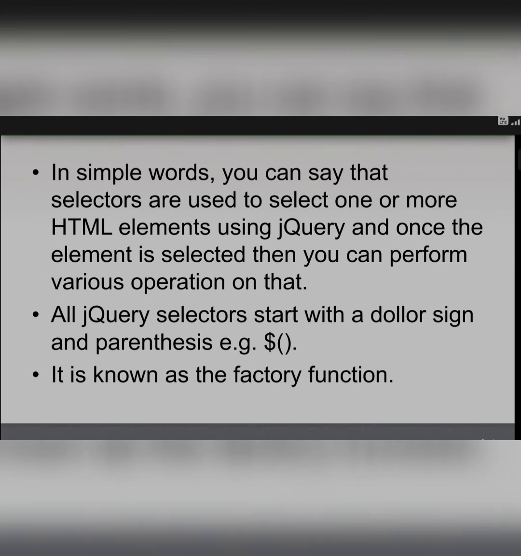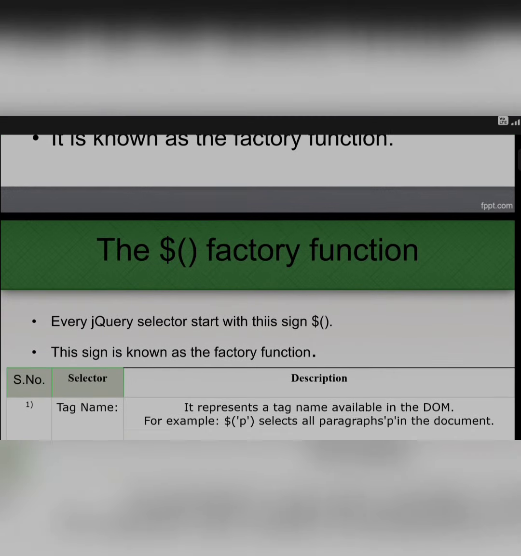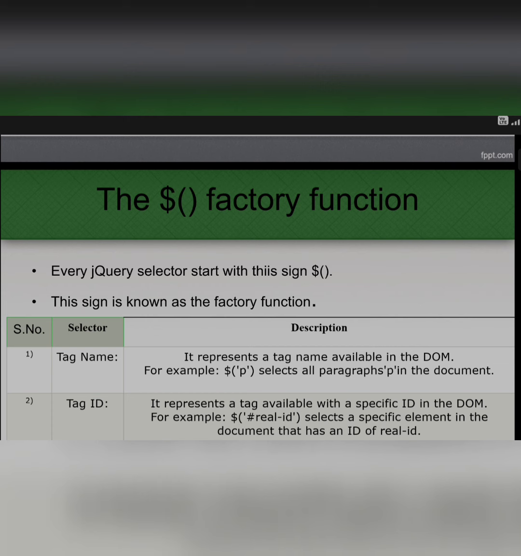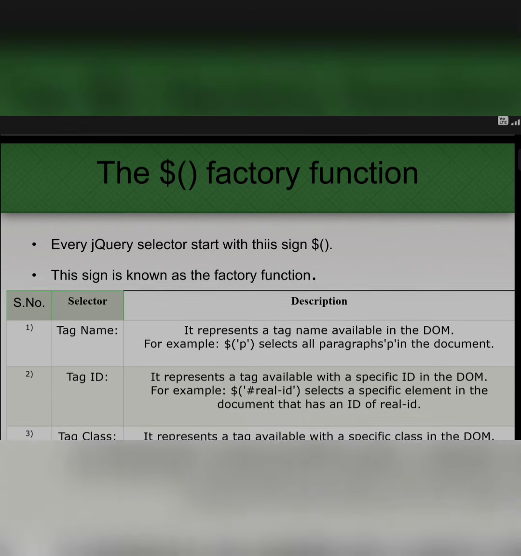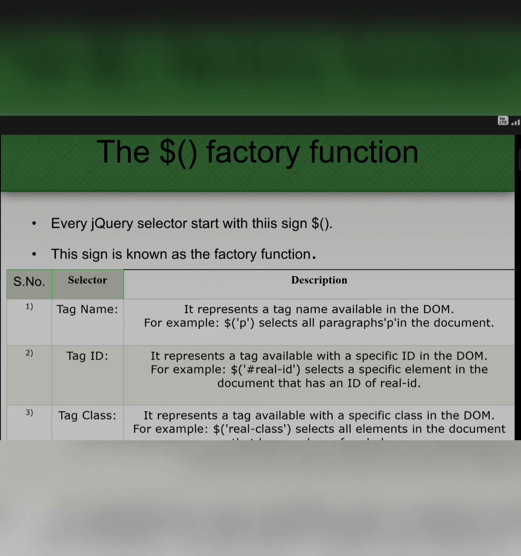All jQuery selectors start with a dollar sign and parentheses. Example: dollar and parentheses. It is known as the factory function. Every jQuery selector starts with this sign. This sign is known as the factory function. Next, there are a number of selectors and descriptions we are going to use in jQuery.